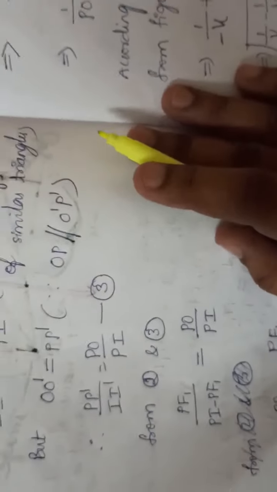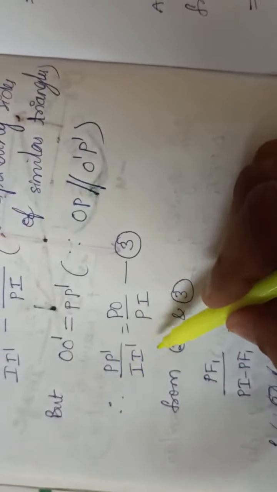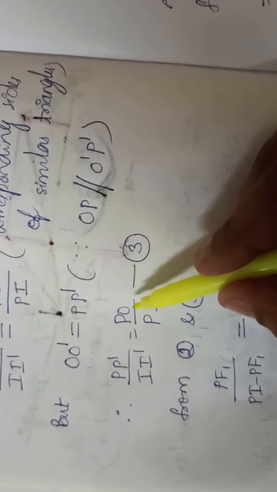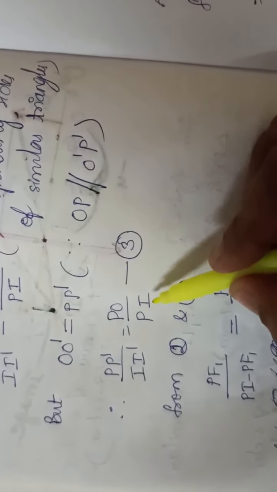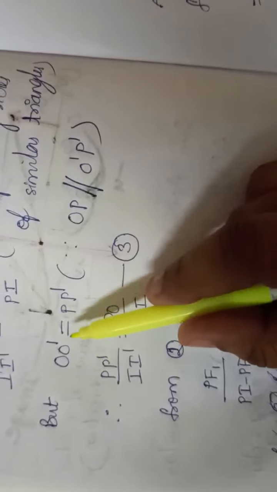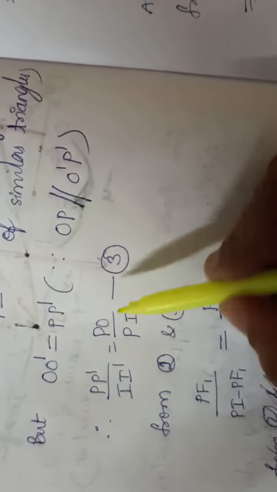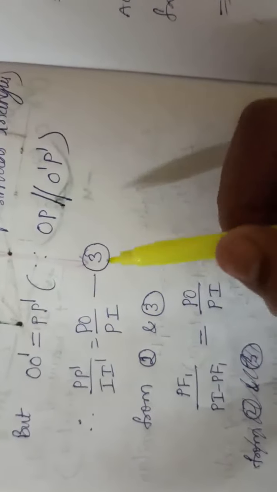But we know O dash P is equal to P dash, because these two are parallel lines. In between two parallel lines the distance is always the same. So like that, the two lines are parallel, which means we get P dash by I dash is equal to PO by PI. I am substituting in the place of O dash P dash. Put that one as equation number 3.